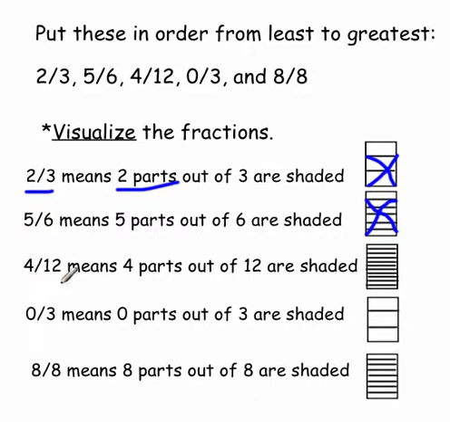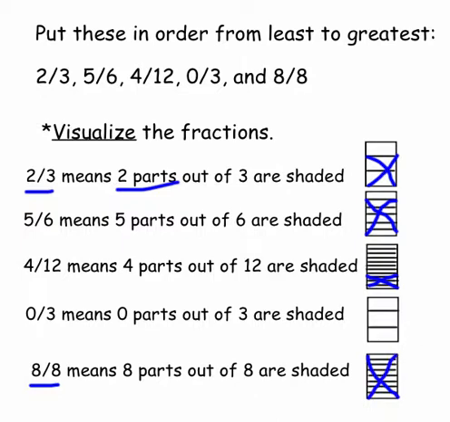Next one, 4/12 means 4 parts out of 12 are shaded. Notice each part gets really, really small because we have to divide this card up now into 12 pieces, and only 4 of them are shaded. The next one, 0/3 means 0 parts out of 3 are shaded, so nothing gets filled in. And my last one, 8/8 means 8 parts out of 8 are shaded. The whole entire card, even though the parts are really small, all of them are getting shaded in.